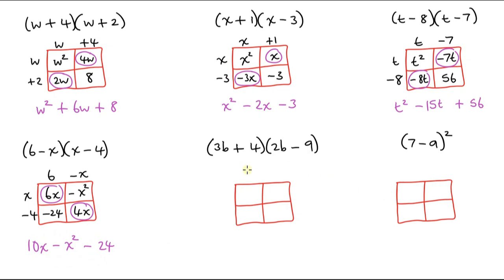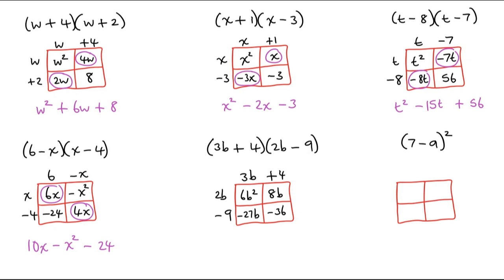Okay, question 5. We've got 3b plus 4, and we've got 2b minus 9. So 2b times 3b is 6b squared. 2b times 4 is 8b. 3b times negative 9 is negative 27b. And negative 9 times 4 is negative 36.